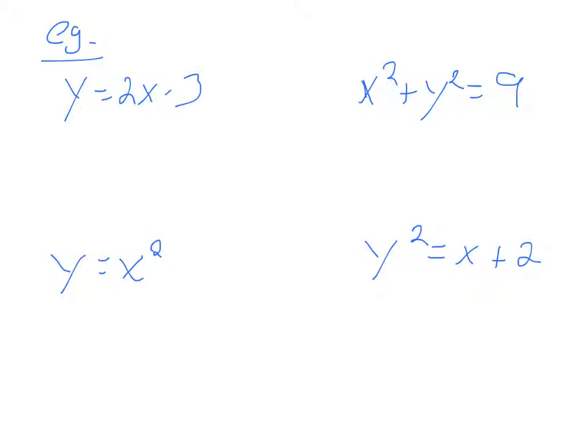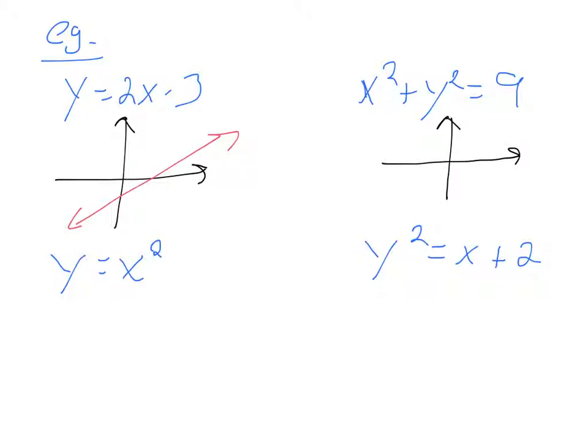So we have our linear function 2x minus 3. Let's go ahead and graph that. That has a slope of 2 and a y-intercept of negative 3. And so it looks sort of like that, right? Now, this is a circle, right? So it roughly looks like that. The next one here, we have a nice little parabola.